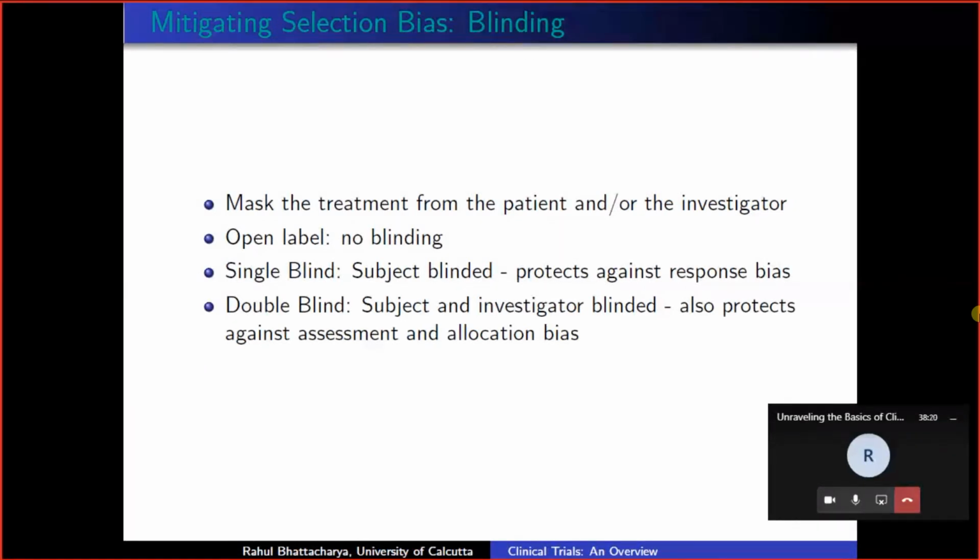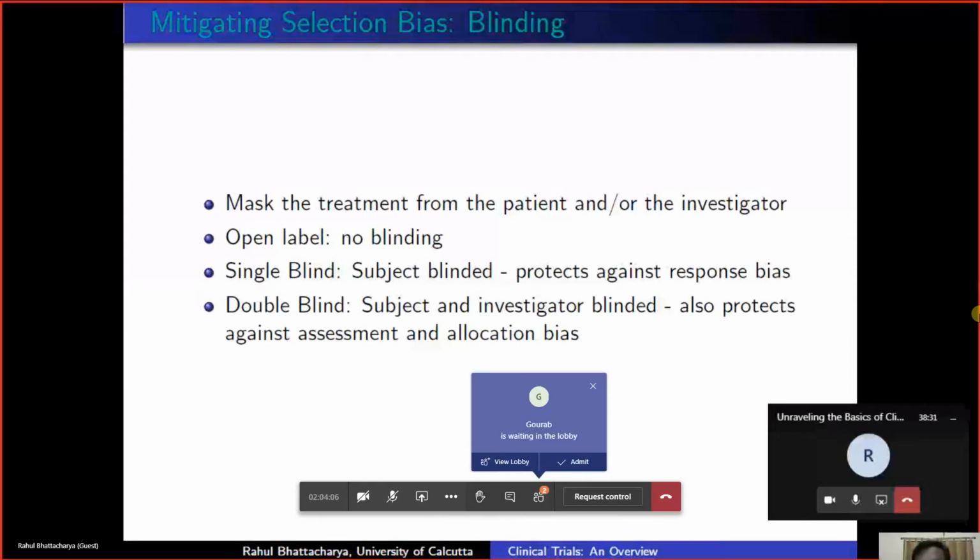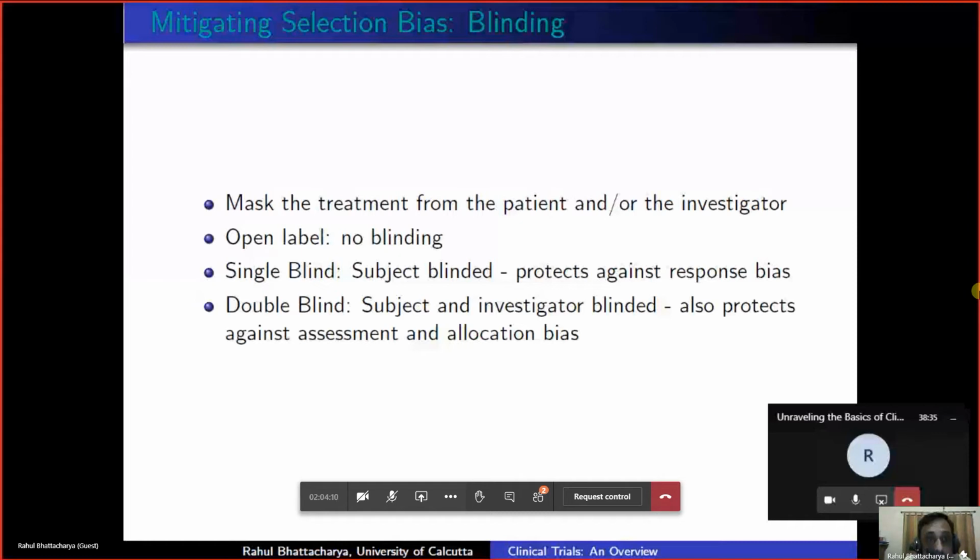So this is what is known as masking or blinding. Three types of trials are used. Number 1 is open label. Open label means there is no blinding issue. That is, this type of experiment is vulnerable to selection bias.